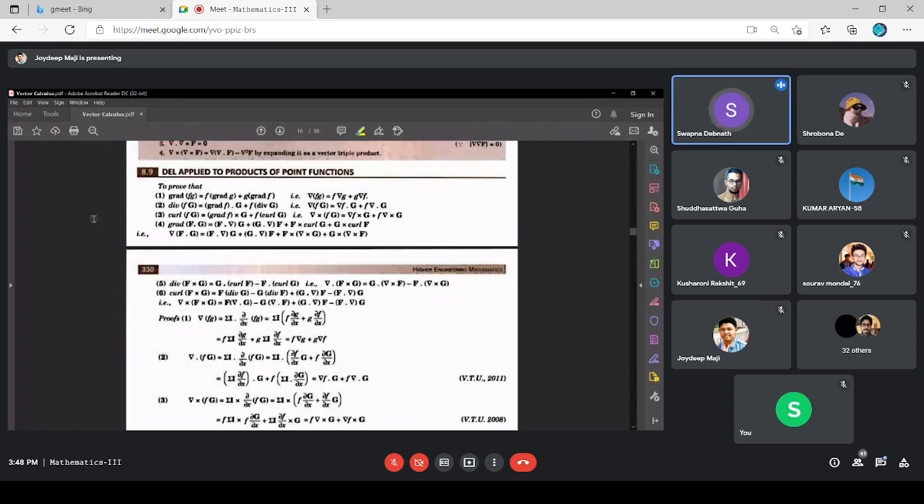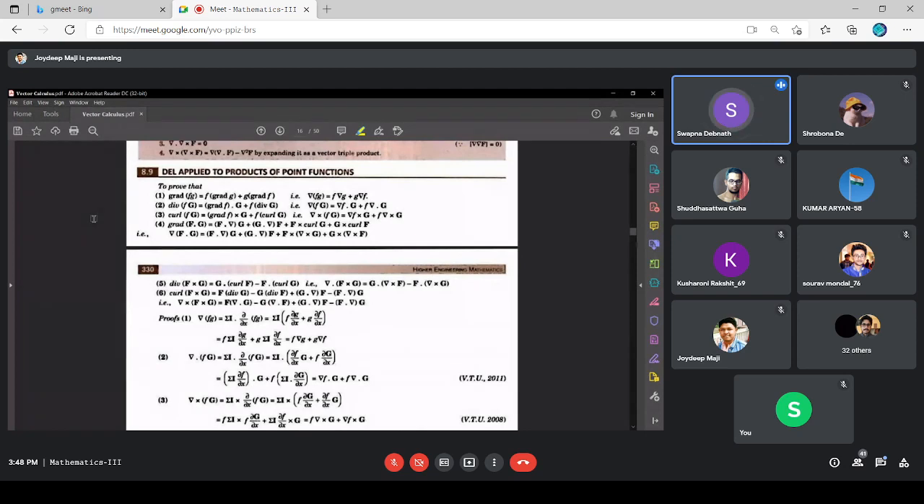Number 2, 8.9, number 2, divergence of fg means del dot of fg, otherwise it doesn't have any meaning. F multiplied by capital G is a vector quantity, and del cannot be applied, gradient of a vector quantity cannot be obtained. Divergence means del dot, therefore there is a printing mistake, just note that this will be del dot of fg. Then del dot of fg means gradient f dot g plus f del dot g.